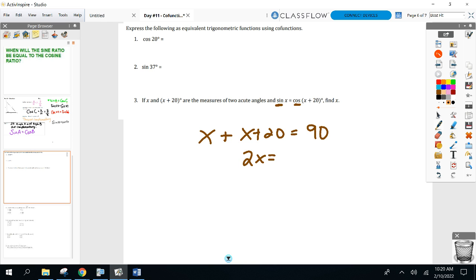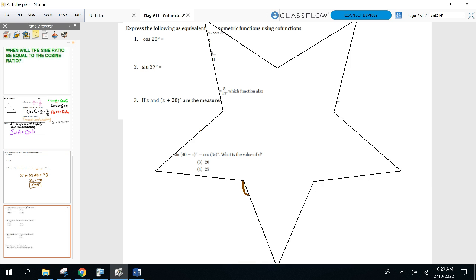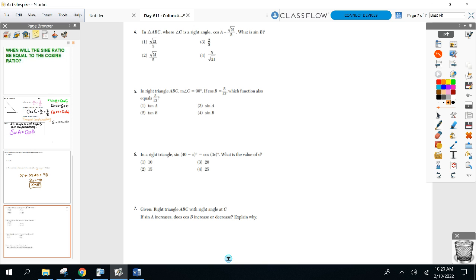Well, you got 2x equals 70, x equals 35. And another reminder, this will be on the quiz tomorrow. I think it's like a question, but it'll be on the quiz. All right, let's see how much we're understanding now.